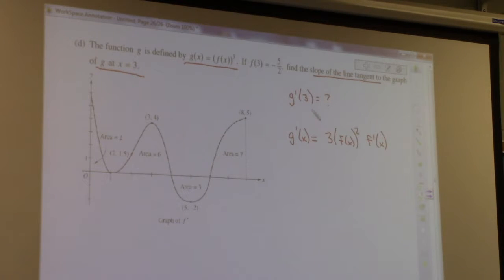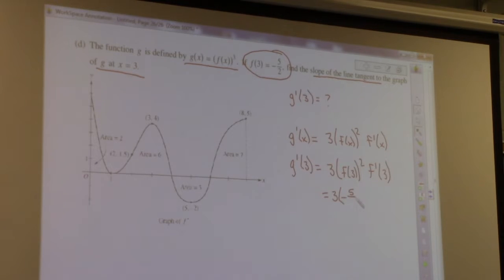And we're wanting to find the value of the derivative of this at 3, so we're going to plug in a 3 for x. This will be 3 times f of 3 squared times f prime of 3. Well, they've been nice enough to tell us that f of 3 is negative 5 halves. So right there, where it says f of 3, I'm going to plug in a negative 5 halves. And we're going to square that. And then we got to multiply that times f prime of 3.